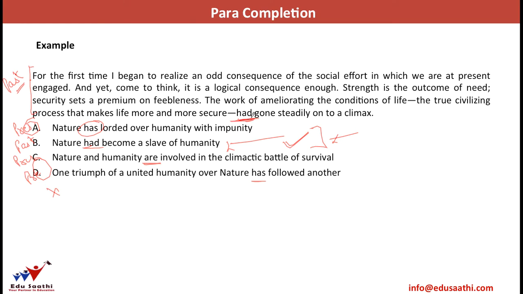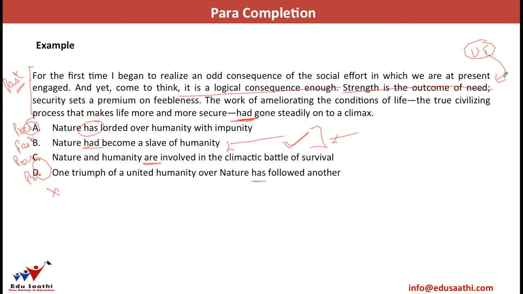See, had, right? And yet, come to think of it, it is a logical consequence even, right? Although these things are in present, these are the things that are universal truths. Now, if we have done the class on tenses, we always say that universal truths are stated in present tense, simple present tense. So, do not confuse yourself here.